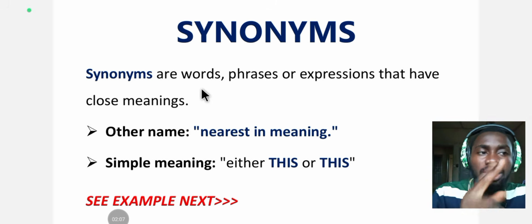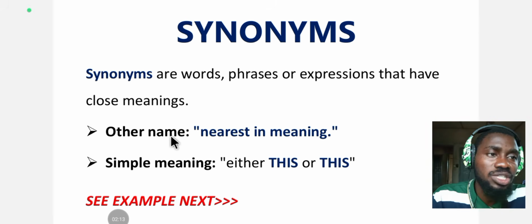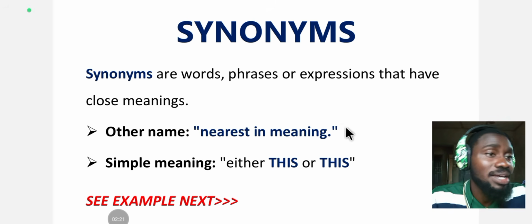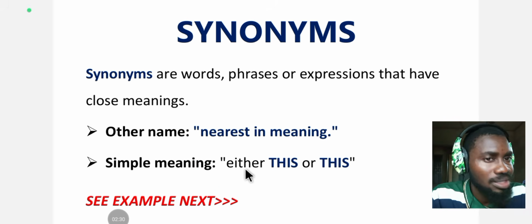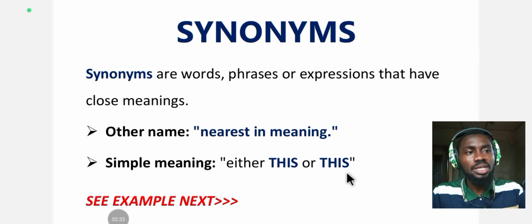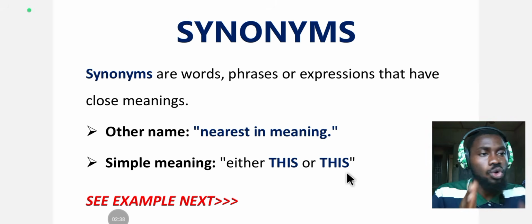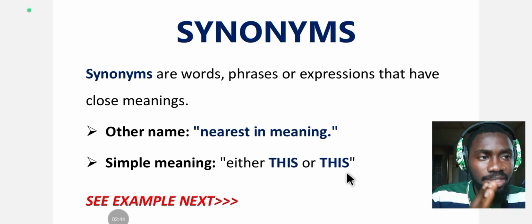With close meaning, very close. What is the other name for synonym? Synonym can also be called nearest in meaning. It can also be referred to as closest in meaning. So the simple meaning of synonym is either this or this. Anyone is acceptable. Both of them are acceptable. Bear that in mind.